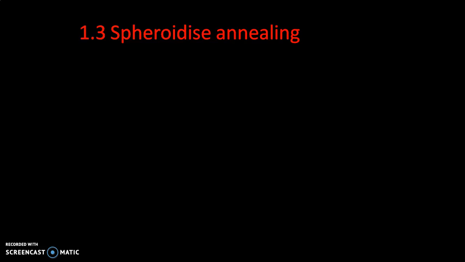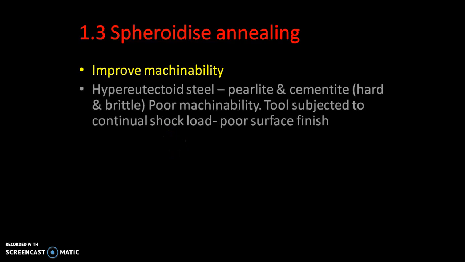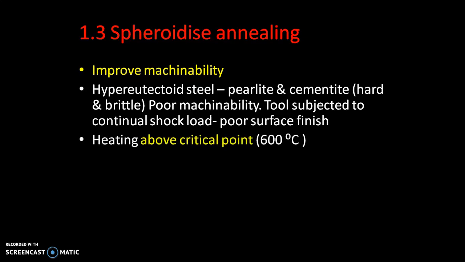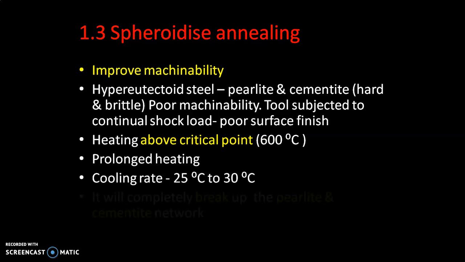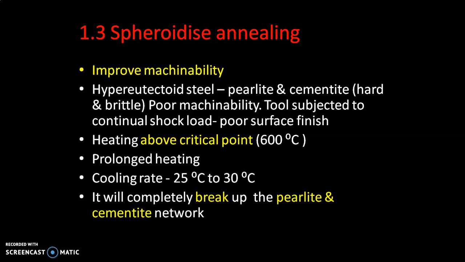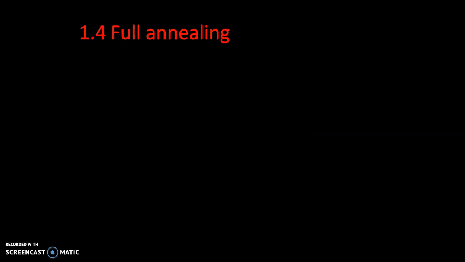Third annealing process is spheroidized annealing. It improves machinability. In hypereutectoid steel, pearlite and cementite make poor machinability. The tool is subjected to continuous shock load and poor surface finish. The heating is above the critical point, that is 600 degrees Celsius. Prolonged heating occurs in spheroidized annealing, and the cooling rate is 25 degrees Celsius to 35 degrees Celsius. It will completely break up the pearlite and cementite network.